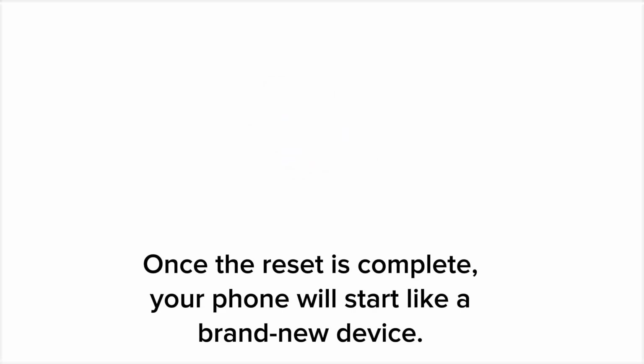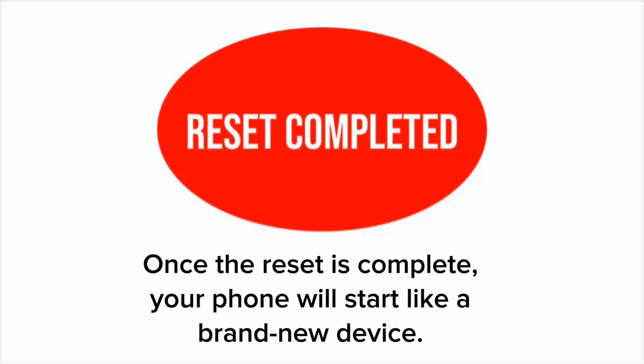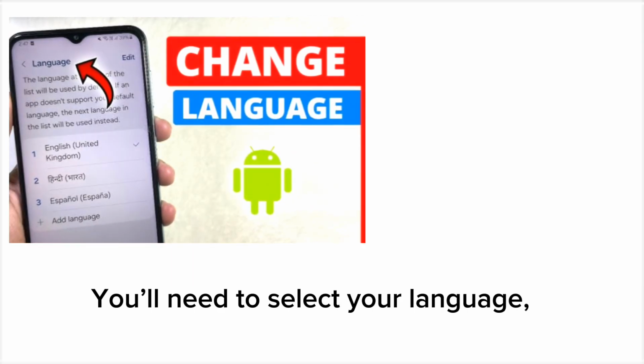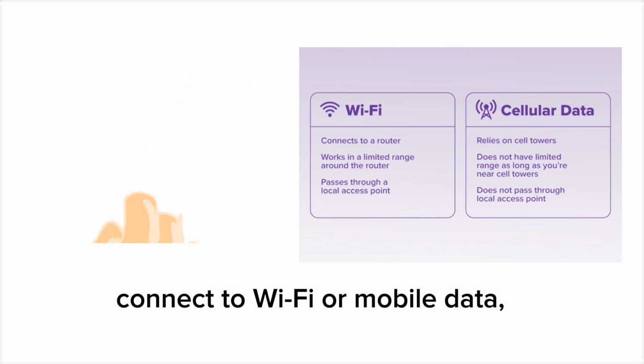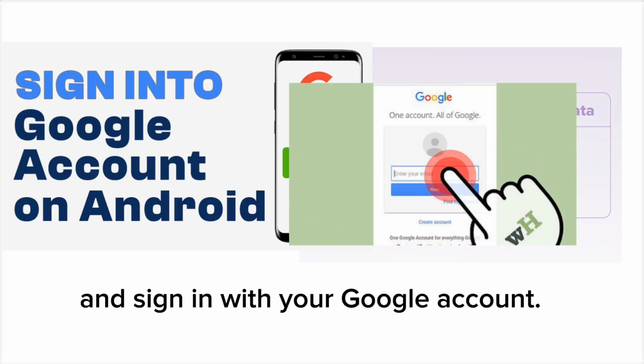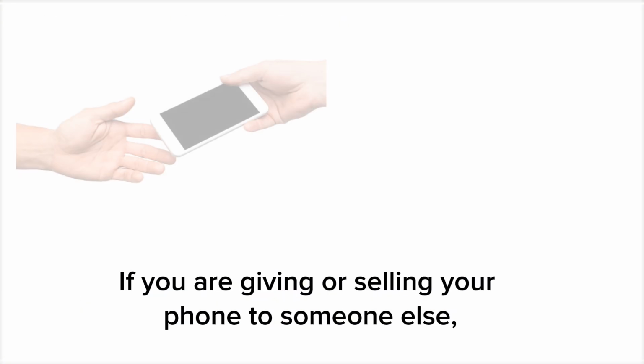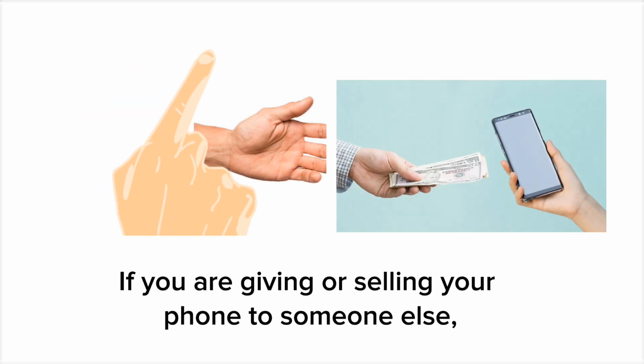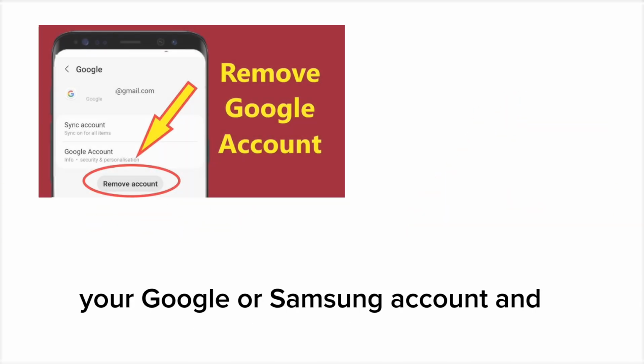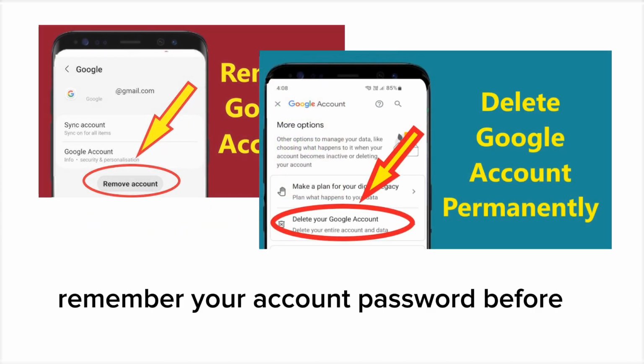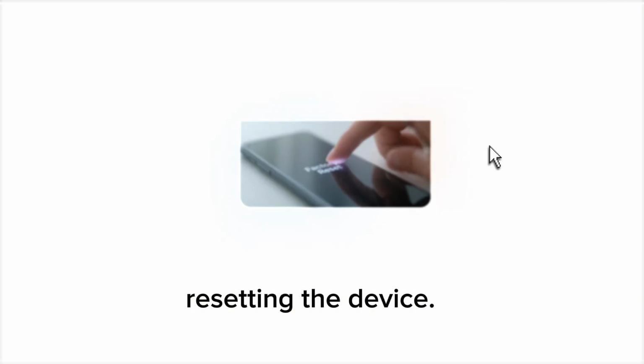Once the reset is complete, your phone will start like a brand new device. You'll need to select your language, connect to Wi-Fi or mobile data, and sign in with your Google account. One more important tip. If you are giving or selling your phone to someone else, make sure you remove your Google or Samsung account and remember your account password before resetting the device.